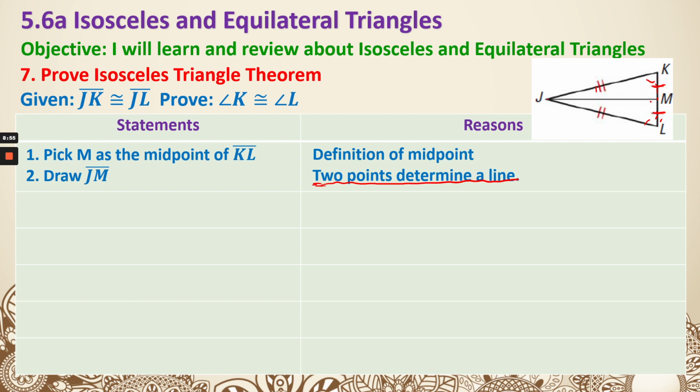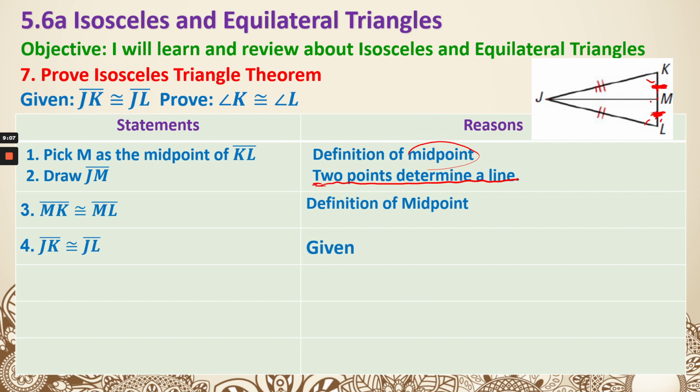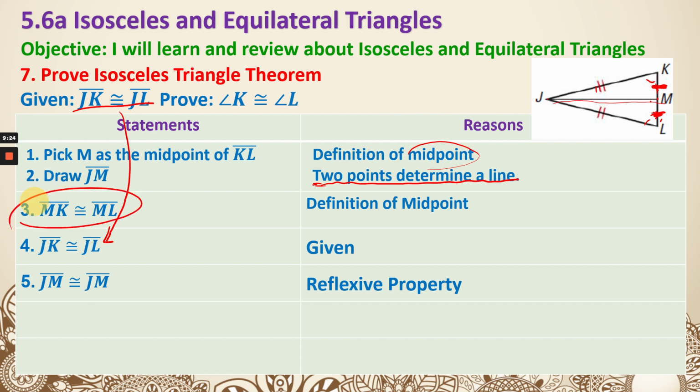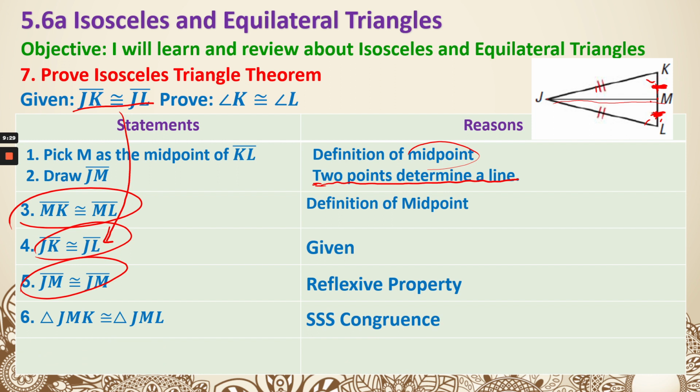So now we have side, side, side. Step 6, we can say these two triangles are congruent. That's by side-side-side congruence. After that, since these two triangles are congruent, we can know K and L, these two angles, are the same. So angle K and angle L are the same. That is by CPCTC, which stands for corresponding parts of congruent triangles are congruent. That's number 7.